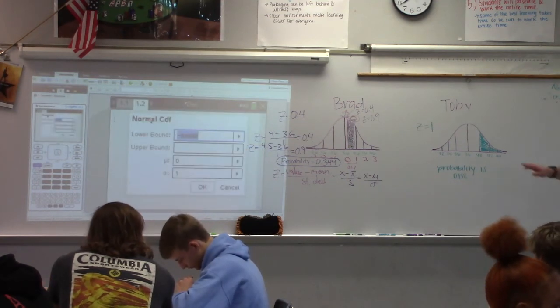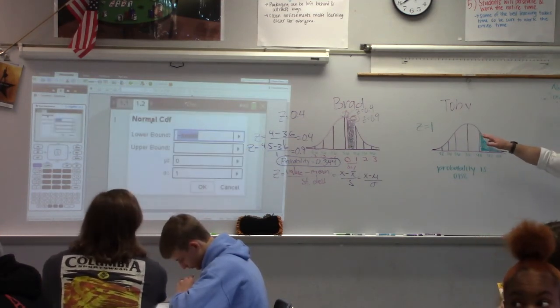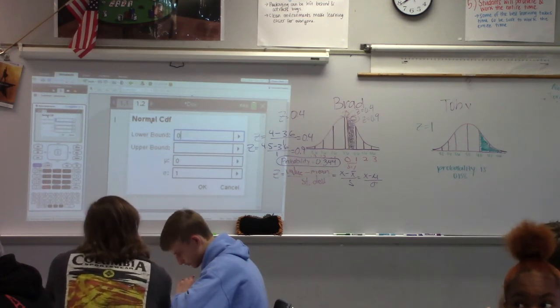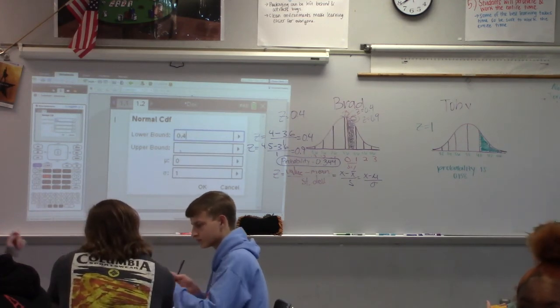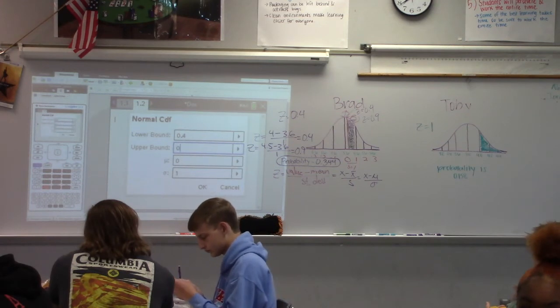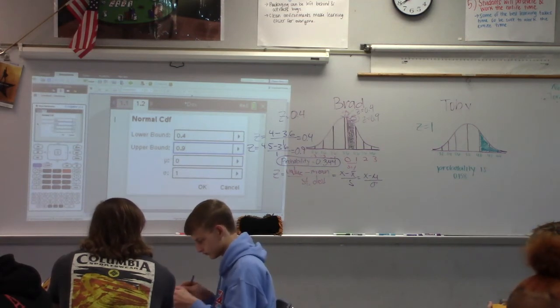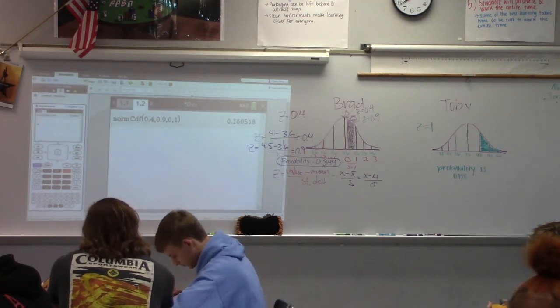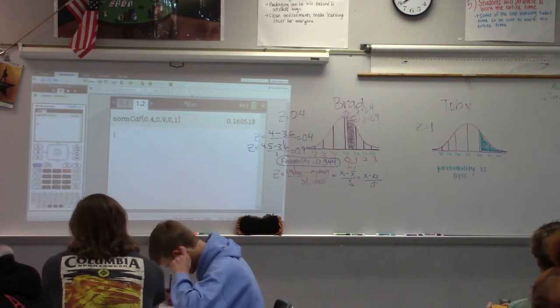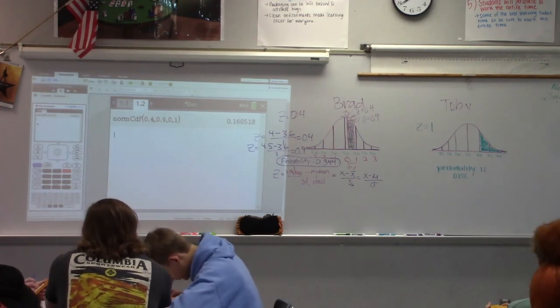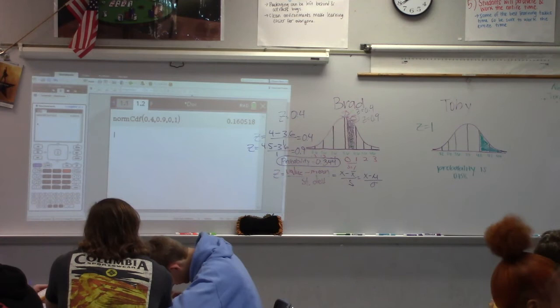If you've drawn it out, you already have the lower bound. What is it? 0.4. What's the upper bound? 0.9. And if you convert it to z-scores, you don't have to change the mean or the standard deviation. It's 0 and 1. 0.16. Yikes on that probability. We gotta pay attention.